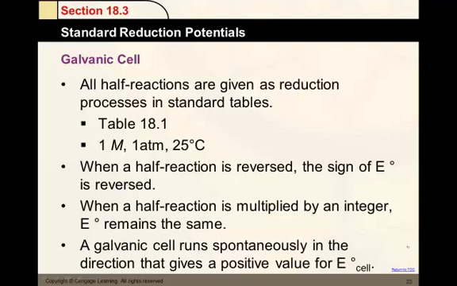A galvanic cell runs spontaneously in the direction that gives a positive value for E0 cell. So in other words, if E0 cell is positive, delta G is negative because these are spontaneous. And that will become important to understand later because, as you'll see on your cheat sheet, there's a relationship between delta G, spontaneity, and E cell.